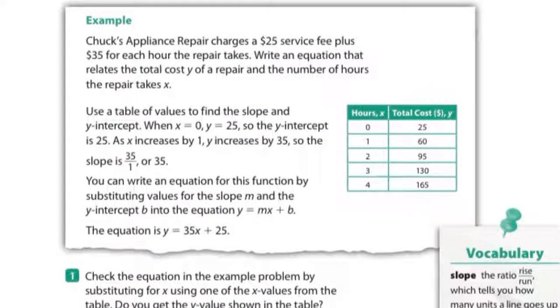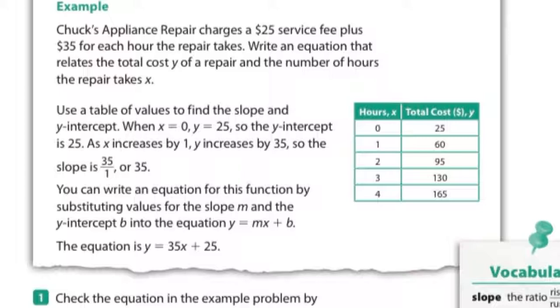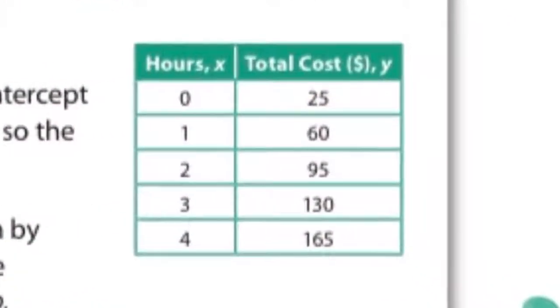So we've got Chuck's Appliance Repair right here, and they charge $25 a service fee plus $35 for each hour the repair takes. We want to write an equation that relates the total cost y of the repair and the number of hours the repair takes in terms of x. If we take a look at the table, it says use a table of values to find the slope and y-intercept.